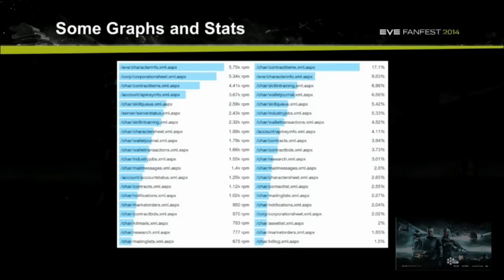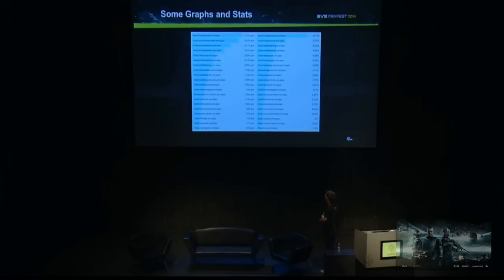This is not a three-month period like all my other graphs. This is a 24-hour period of time. The endpoints, the average requests per minute for those endpoints, that's on the left. On the right is the wall clock time that is spent on those endpoints. Interestingly enough, I have it in my notes there. Skill queue and mail messages are in the same position on both sides, on both those charts. Random, useless, fun.